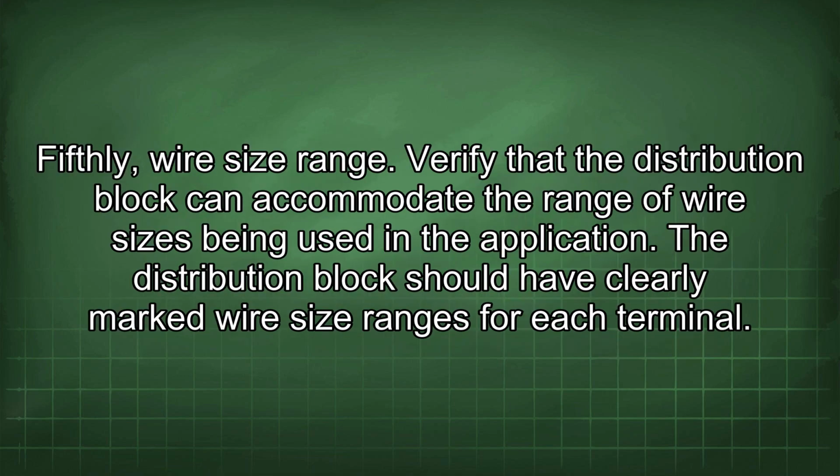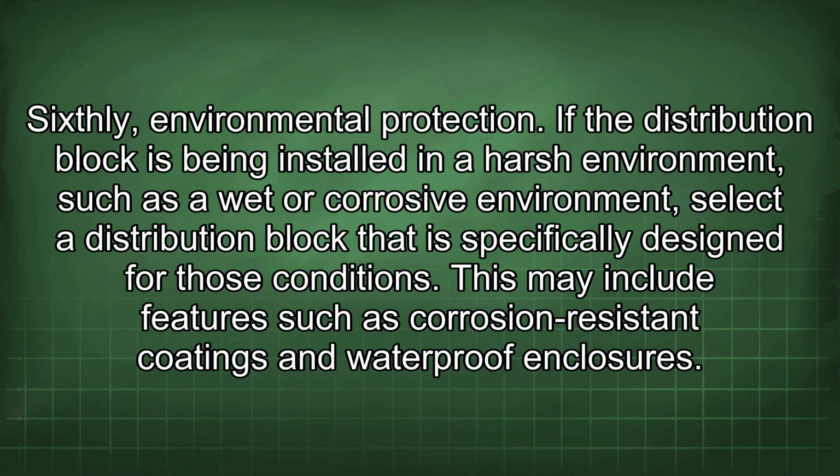Fifthly, wire size range. Verify that the distribution block can accommodate the range of wire sizes being used in the application. The distribution block should have clearly marked wire size ranges for each terminal. Sixthly, environmental protection. If the distribution block is being installed in a harsh environment, such as a wet or corrosive environment, select a distribution block that is specifically designed for those conditions. This may include features such as corrosion-resistant coatings and waterproof enclosures.